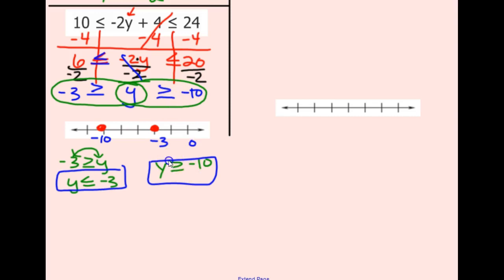And then be careful here. This one goes with negative 10 to the right at negative 10. This one goes with negative 3 to the left at negative 3. So that would be my one thing to worry you about or tell you about, is be careful you have the right numbers with the right dots.